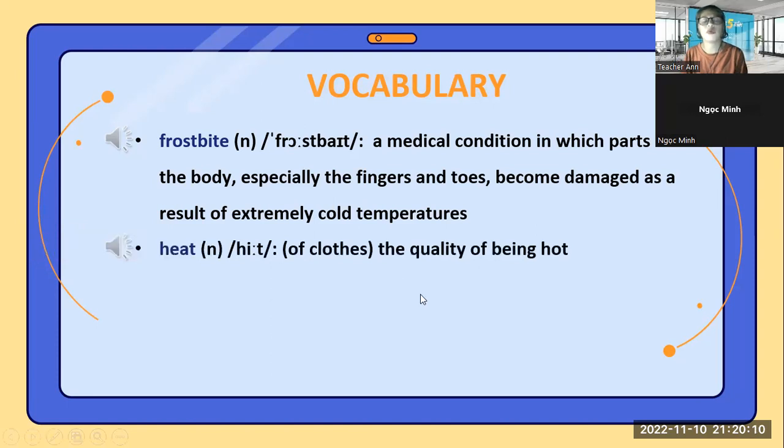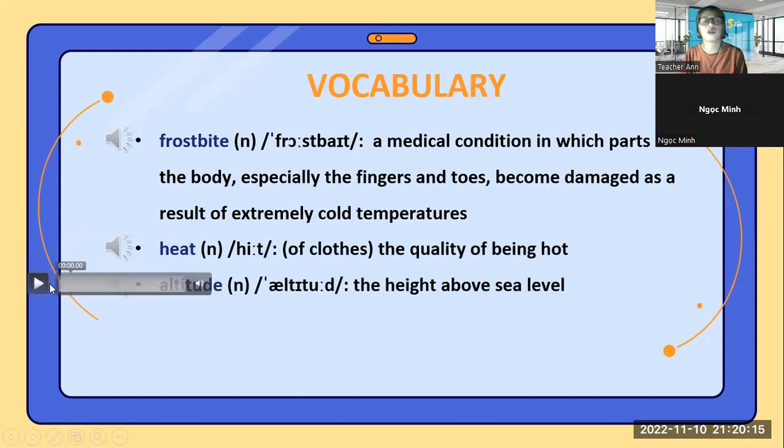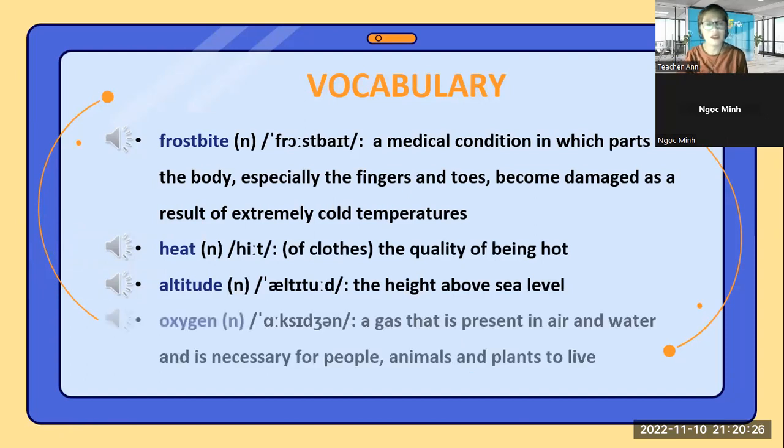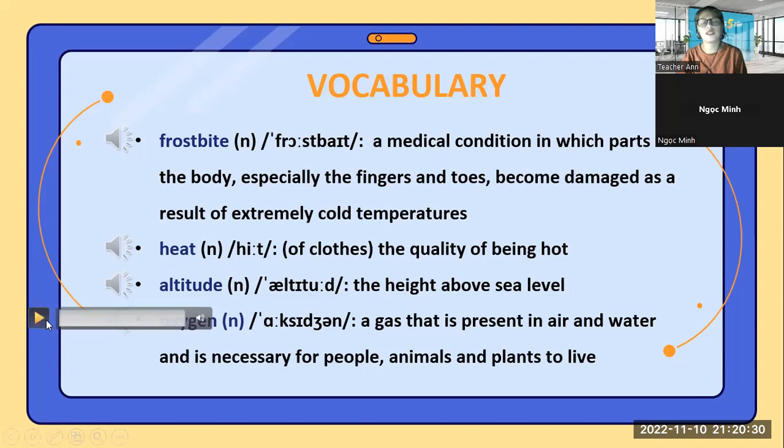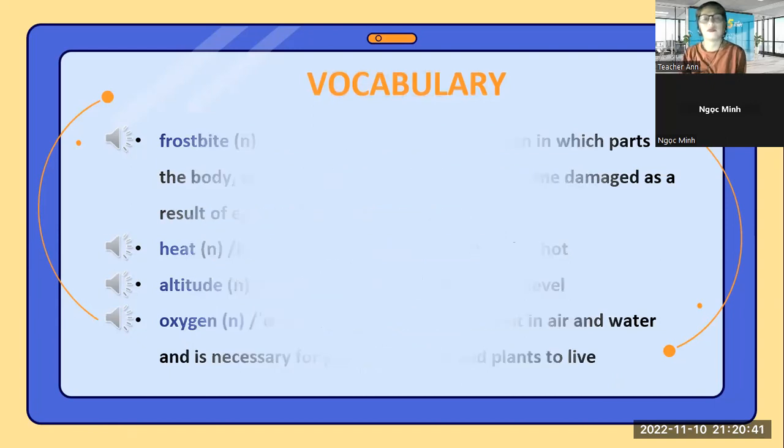Heat is the quality of being hot. Altitude: height above sea level. As you can see in picture B, the altitude is too high. Oxygen: a gas that is present in air and water and it is necessary for people, animals, and plants to live. That's why, when we go to a high altitude, we really need to have oxygen.